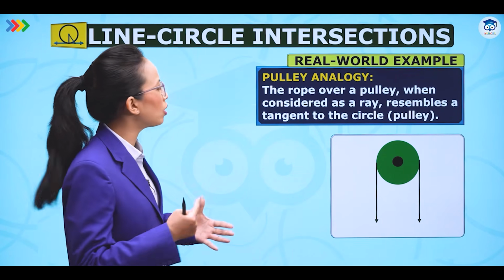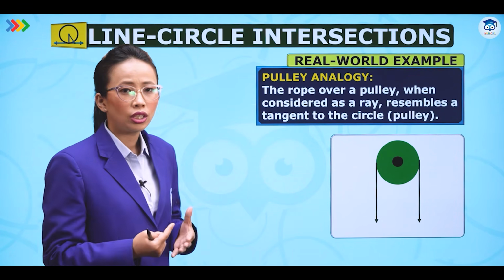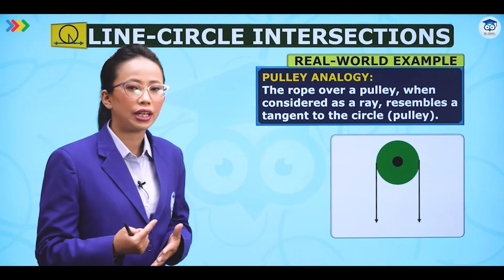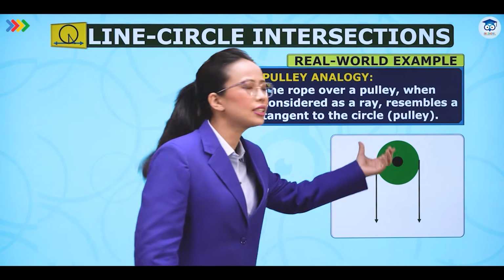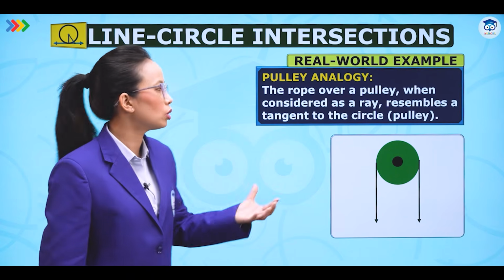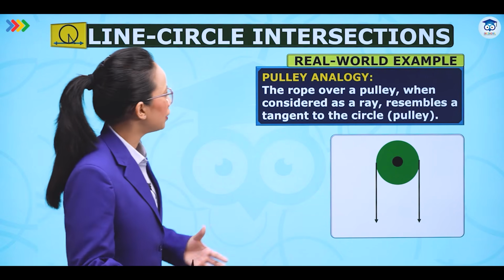Tangents are lines that touch the circle at one point. Here we can see a circle. That's what I want to say here. So this is one of the examples.